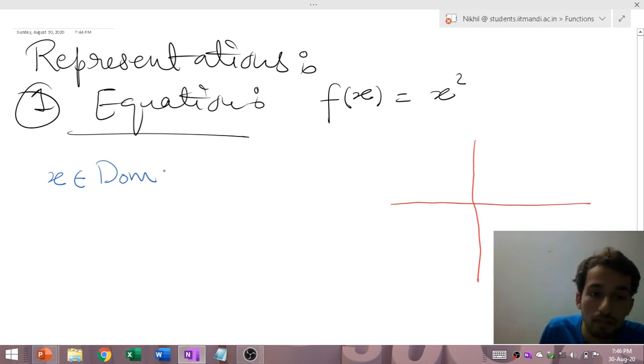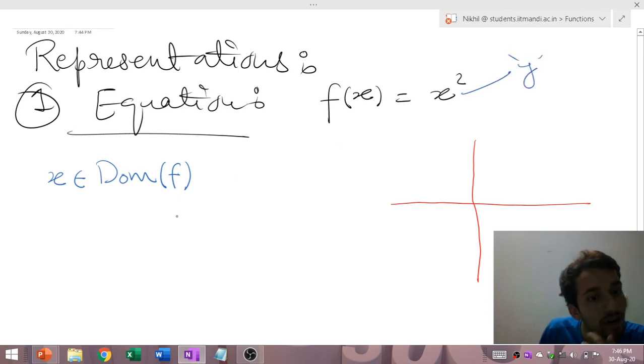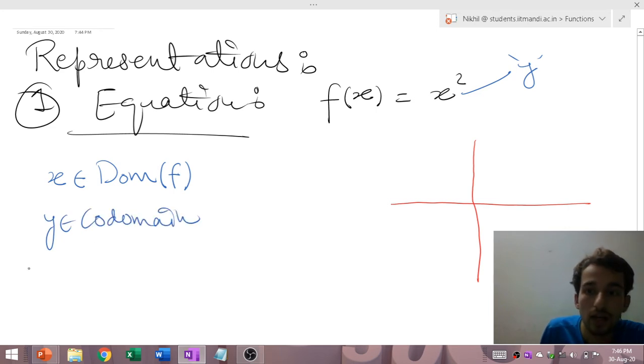Now try to observe something important in what I am writing. Whenever I am calling a domain, it is the domain of a function. In short, I'm going to write DOM for domain. So x belongs to the domain of f. Fine. And this x², if I call it y, this y belongs to the codomain. Let's first try to understand this example, and I'll give you more clarity on that.